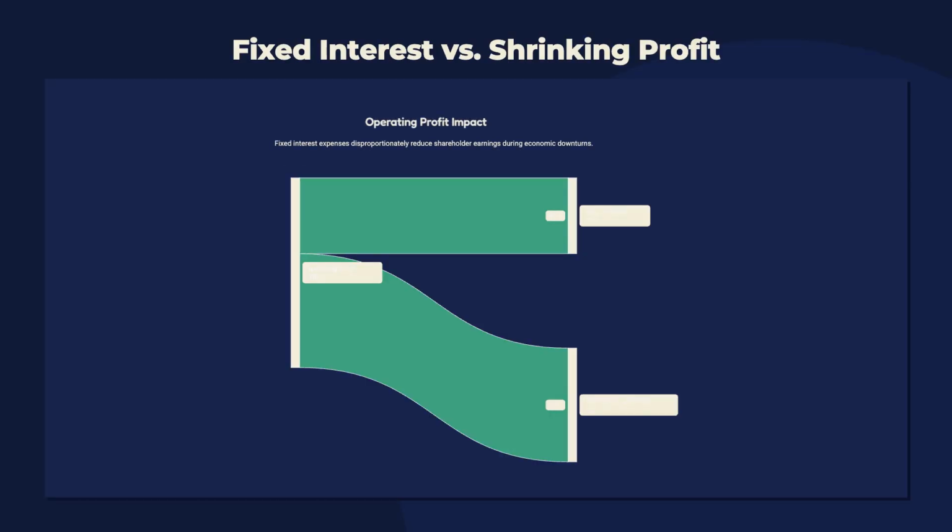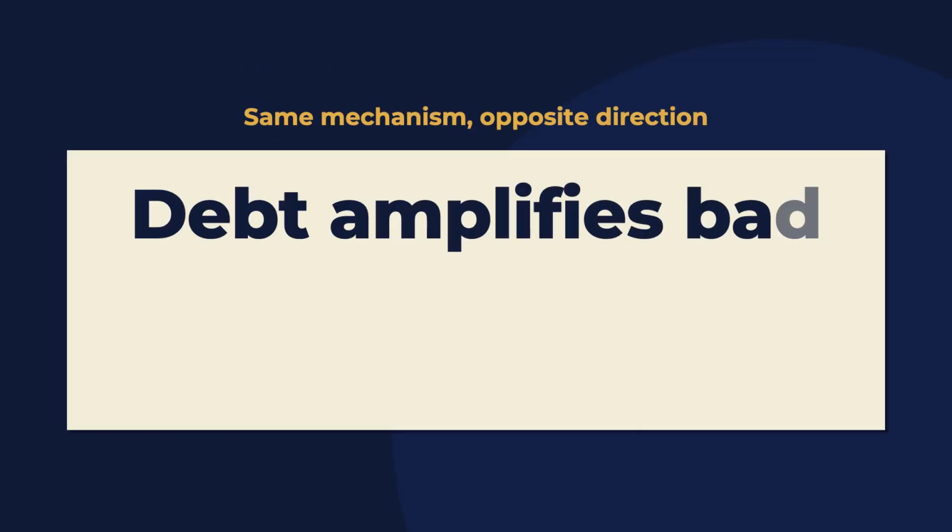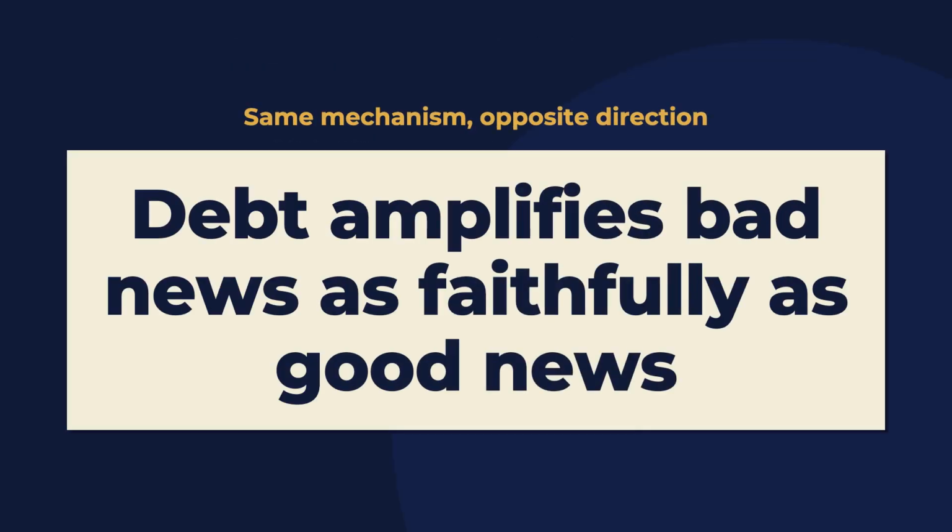Picture operating profit shrinking in a downturn while the interest charge stays exactly the same size. That fixed slice eats a much larger share of a much smaller pie, and what's left for shareholders collapses far faster than sales did. Leverage doesn't create the downturn, it magnifies it at the worst possible moment. Nothing about the debt changed, only the direction of the business did, and that's what turns a booster into an anchor.